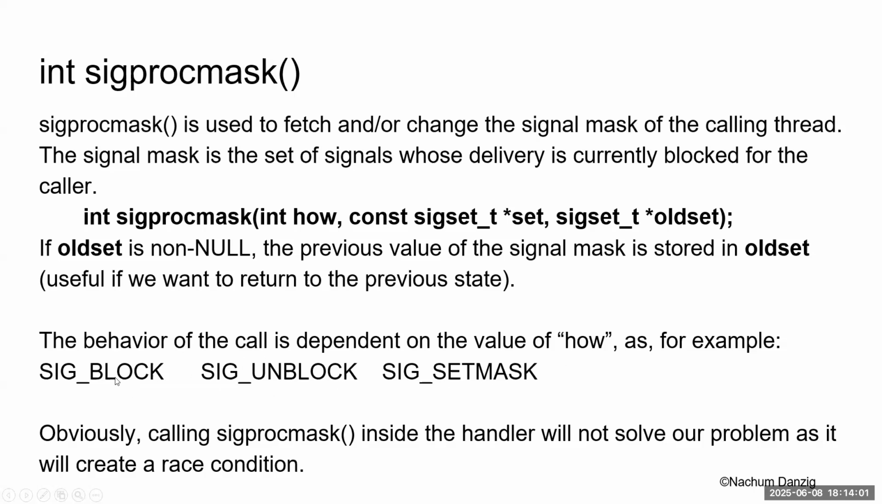Well, it could be block, it could be unblock, and it could be set mask. Block means block these signals; remember, block means add these signals to the block list. There could be 3 already there, and I want to block 2 more. I can add them with block. Unblock means remove these from the list. And set mask means redefine the mask as follows.